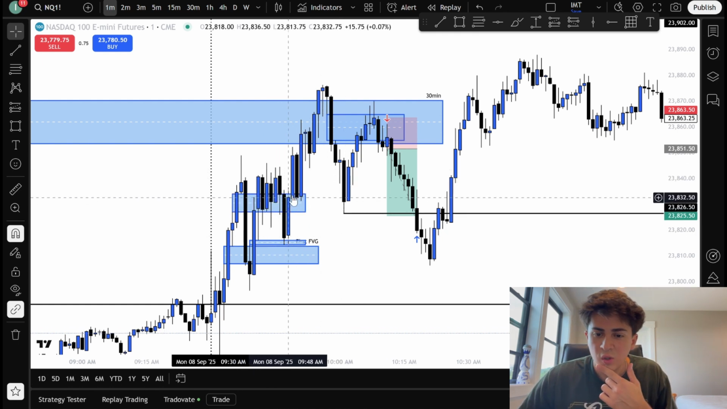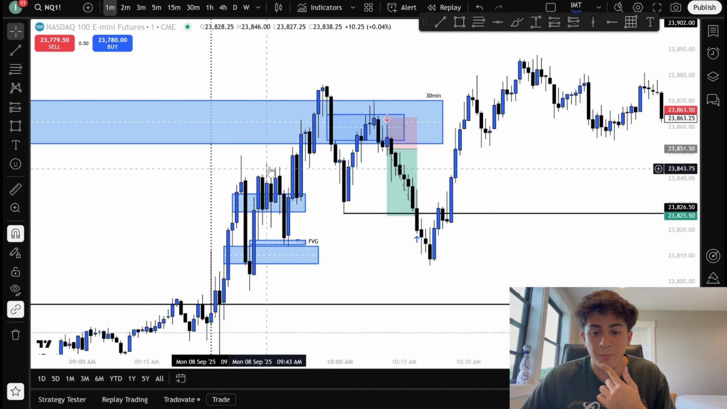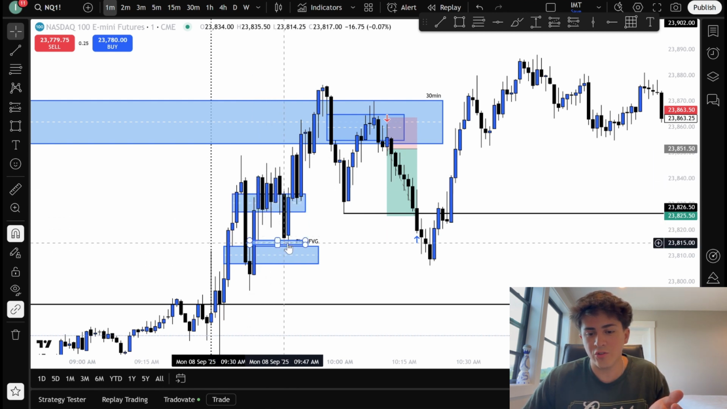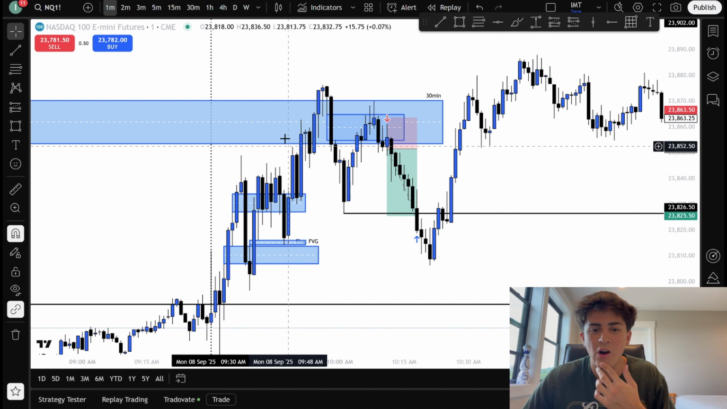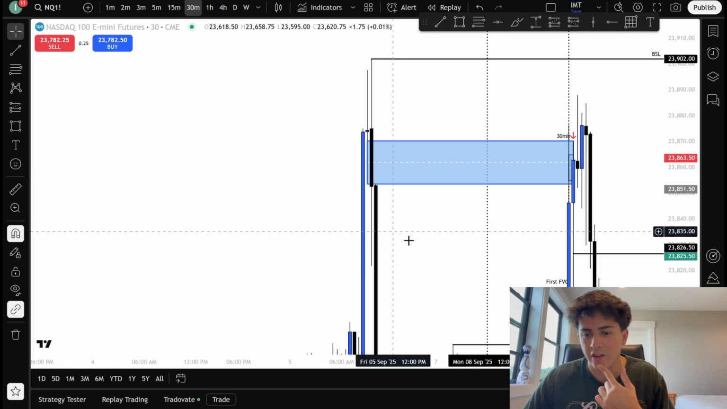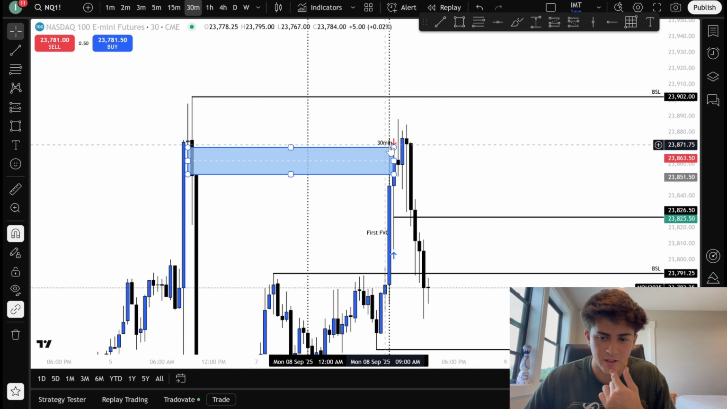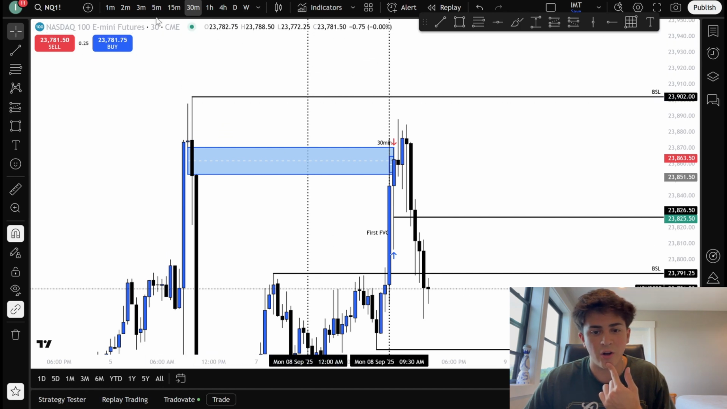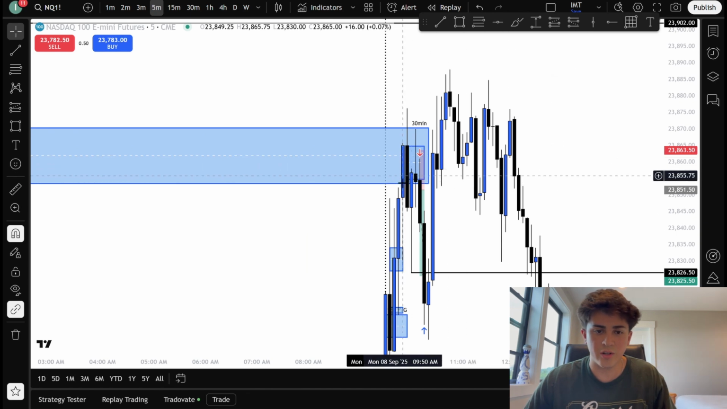Right here, we do get a bit of a breakaway. You could consider this accumulation, and then we drop down to manipulation, and then we distribute upward. So now I'm looking at the different imbalances and points of liquidity where it may reach. And the only points in question were this 30-minute imbalance and this buy side level at 23,902. So there's two levels in question. I just want to see which ones are respected.